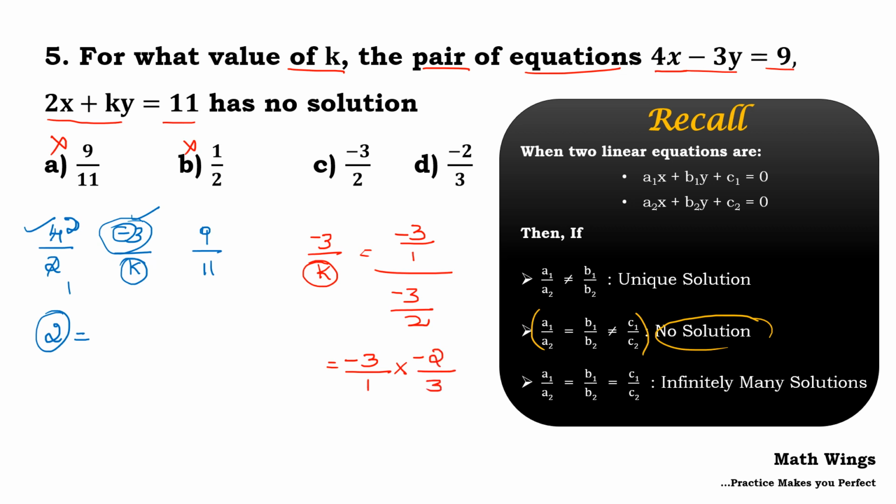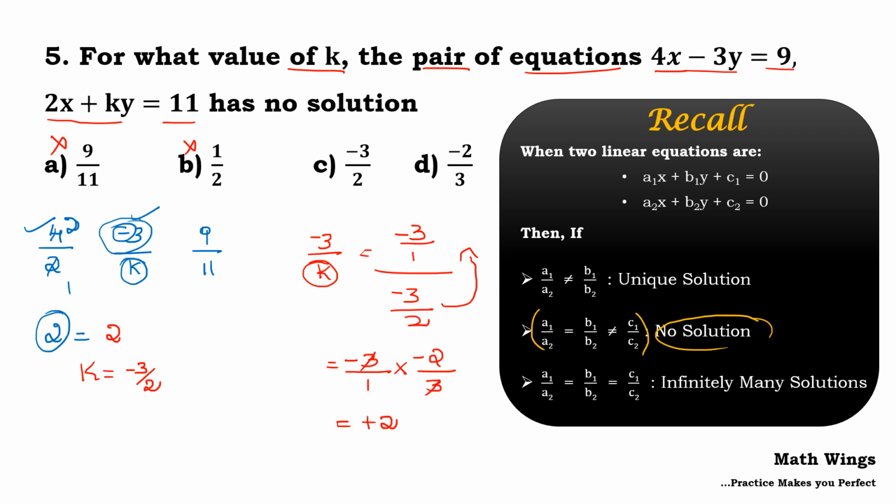Hope you all know how to simplify a fraction like this, right? We have to take the denominator to the numerator and multiply with the reciprocal of the denominator. So it becomes 3, and 3 gets cancelled here, minus into minus gives plus 2. So we are getting 2 for the value of k equal to minus 3 by 2. Therefore, the correct answer is option C.